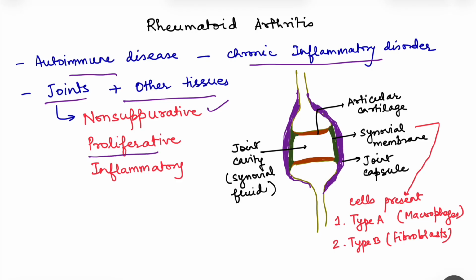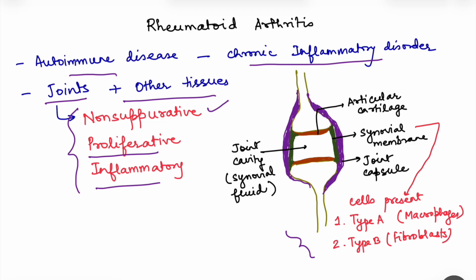It is proliferative, that is, there is a proliferation of the synovial membrane, and inflammatory because of the involvement of the immune system. So this is the characteristic of this disease, and we'll just see in short the schematic diagram of joints so as to understand it a little bit better.